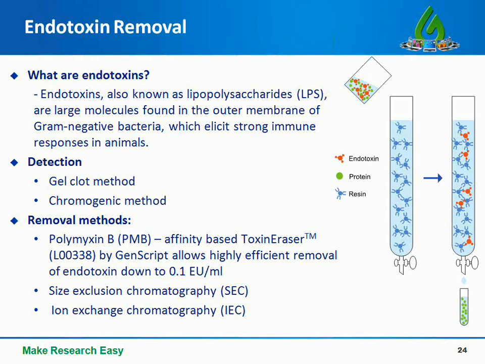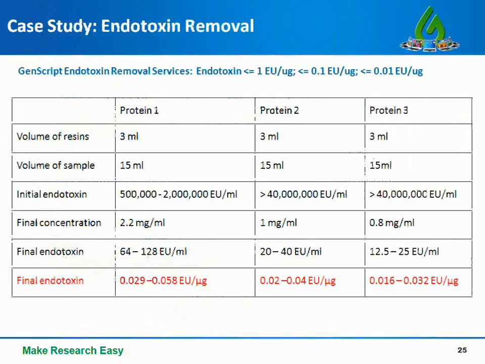IEC can also be used for endotoxin removal, as when the pH of the solution is higher than 2, the charge of the endotoxin is negative. The table here shows three cases of our endotoxin removal services we did for customers whose samples all had very high endotoxin levels. In each case, we used 3 ml resins on 15 ml samples, and we reduced the endotoxin levels up to 2 millionfold, with the final endotoxin levels all below 0.1 EU per microgram.